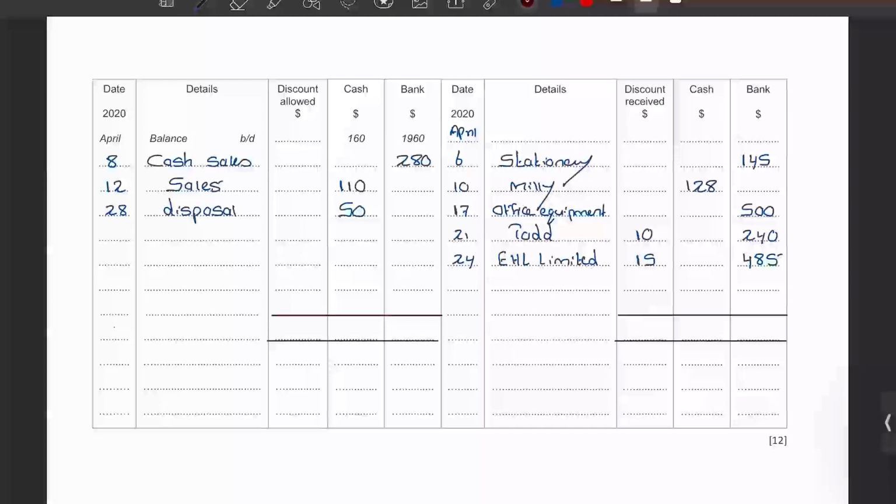Let's do the balancing part. Discount allowed is 0. There is no discount allowed, but there is discount received of 25. So you can enter 25 here. Be a bit careful. One place where you can go wrong.